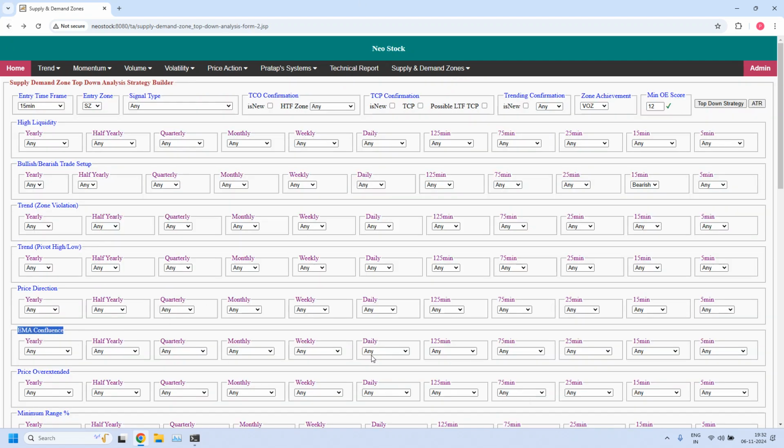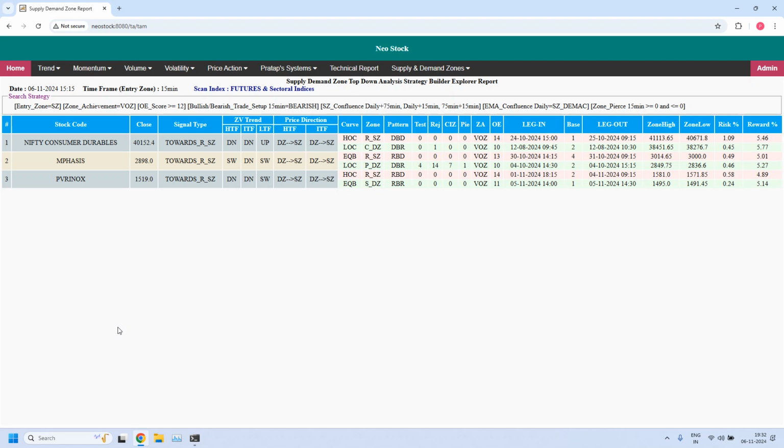Let's verify in the EMA confluence, daily time frame, daily supply zone with daily EMA confluence. We got 3 stocks. Out of these 3, the first one is anyway indices. You can ignore it because it is not listed in F&O. And PVR INX is having a downtrend. It is a high probability setup.